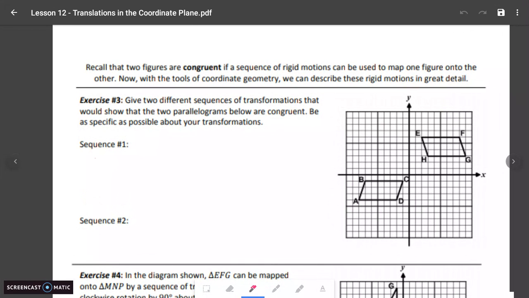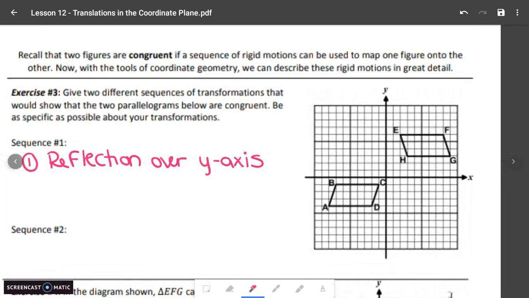a reflection over, let's say, the y-axis. So I'm going to reflect A, B, C, D onto. So that means if I reflect, I'm looking at C prime. D prime would be 2 away. A prime would be 8 away. And B prime would be here. Oops.